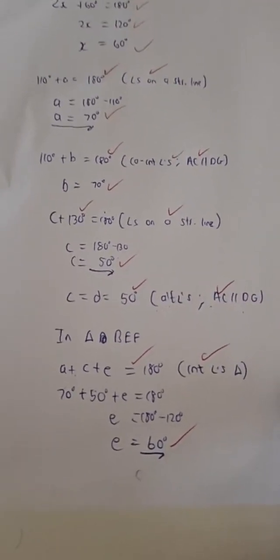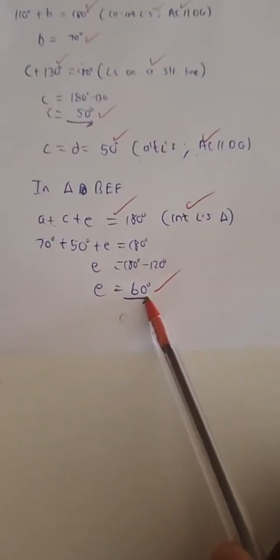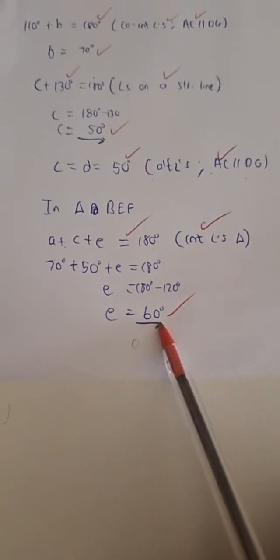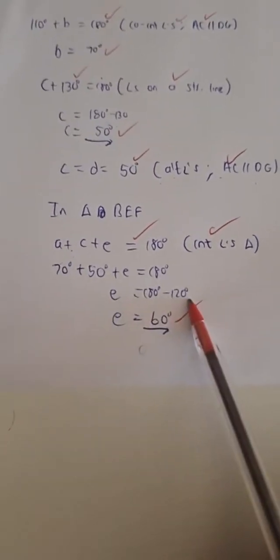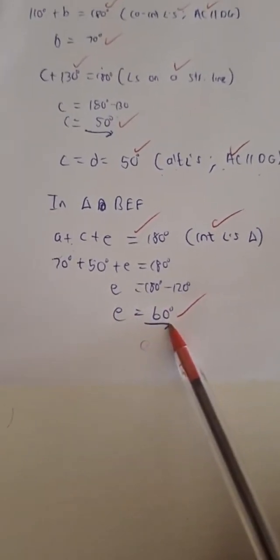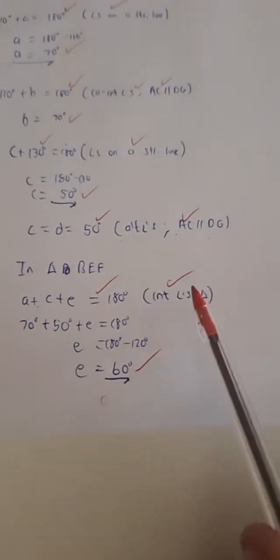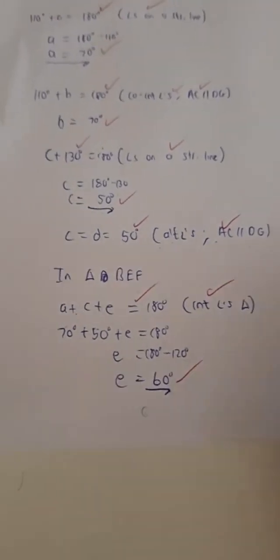Therefore, E is equal to 160 degrees. How is E equal to 160? E is equal to 60 degrees. Okay, 180 minus 120 is 60, not 160. I didn't say 160. Okay, all right. Let's move on to the next one.